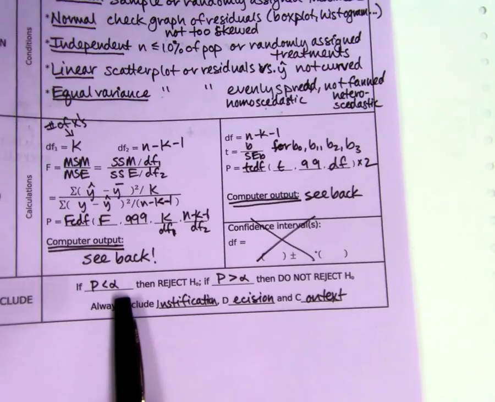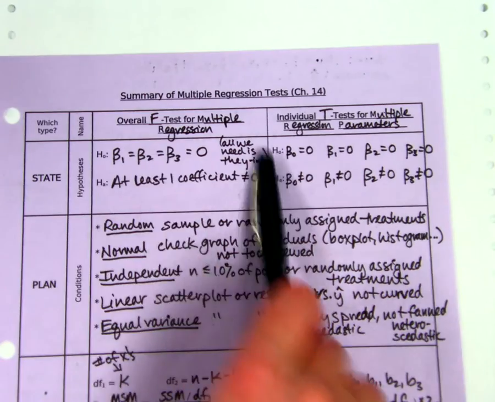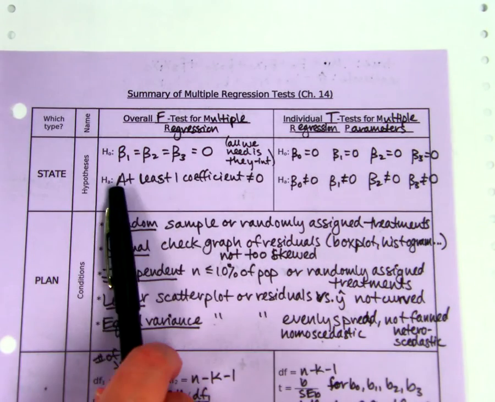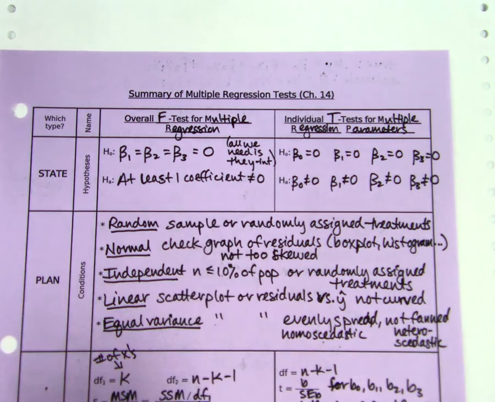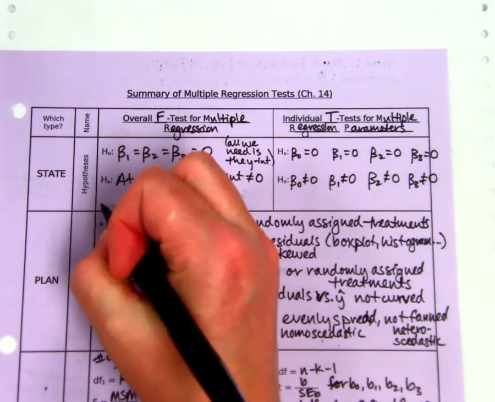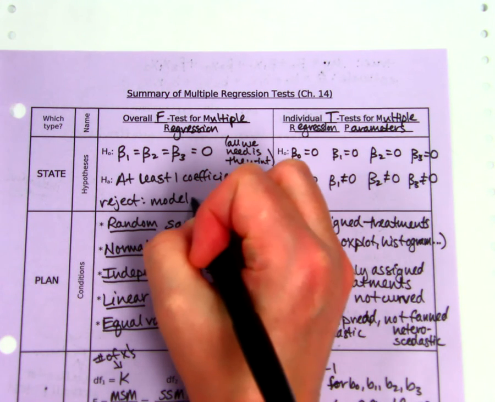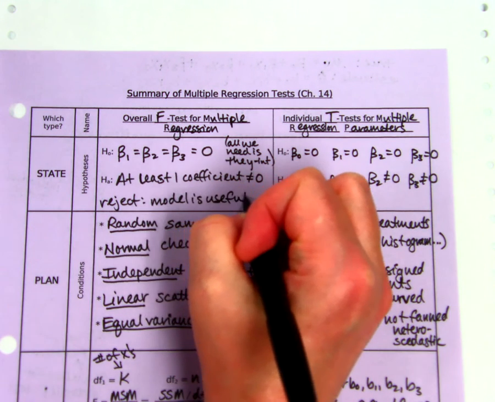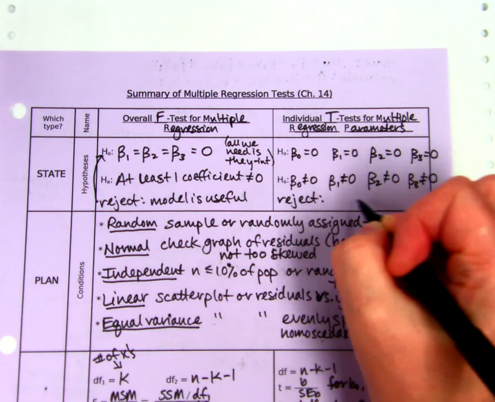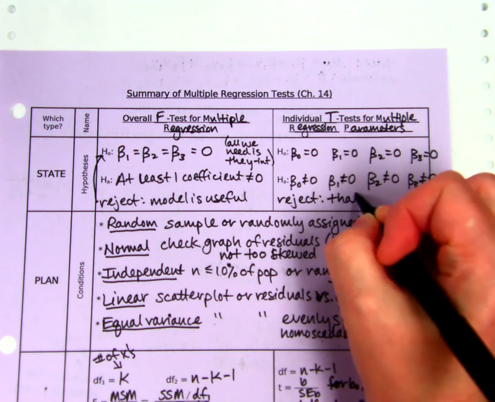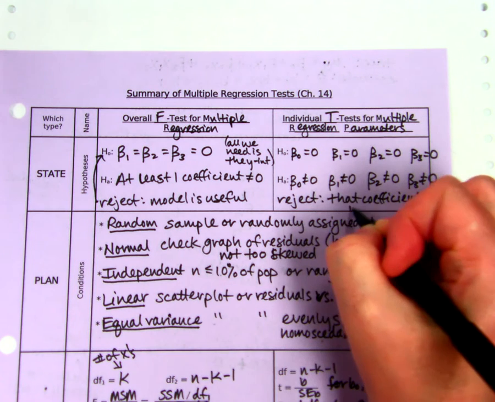And one thing that I didn't put on here, but I did put in your notes, is when you reject, what does that mean? I'm going to just talk about it. If you reject this one, you're saying that at least one coefficient is useful. So rejecting the null for the overall f-test means that the model is useful. Actually, I'll write that here. Reject means the model is useful for predicting whatever it is you're trying to predict. If you reject these ones, it means that specific coefficient is useful, or that specific explanatory variable that goes with that coefficient.